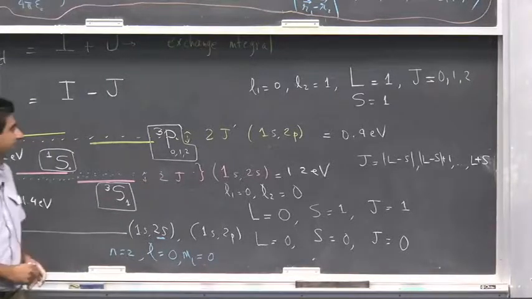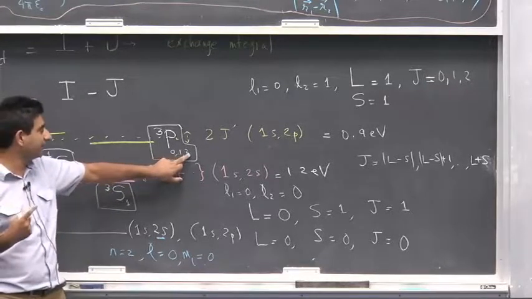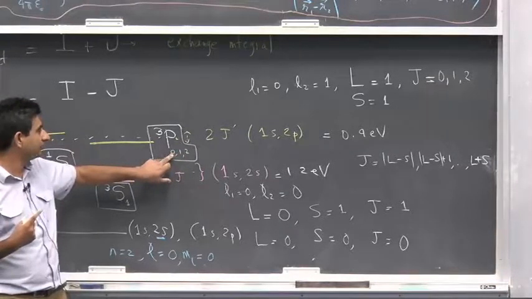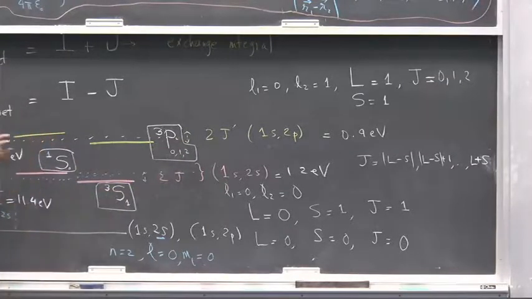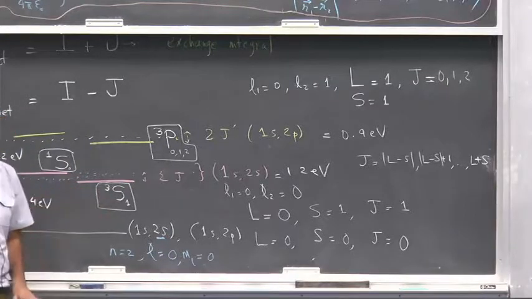Okay? So what's the degeneracy? Corresponding to 0, this is 1, this is 3, this is 5. 5 plus 3 plus 1: 9 states here, 1 state here, 10, and 3 states here, 13.